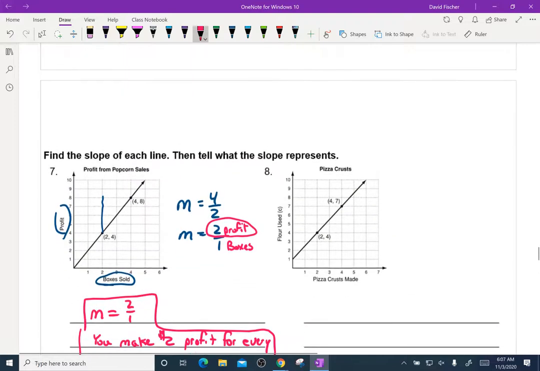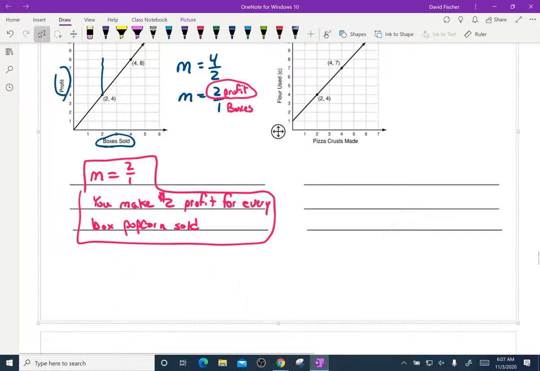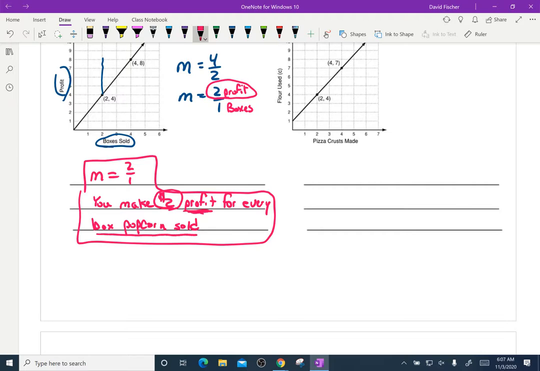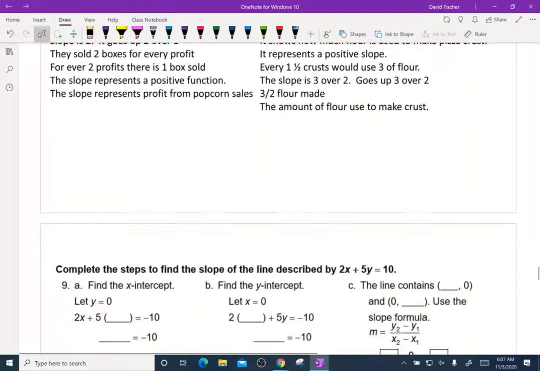Let's make sure we answered everything. It says find the slope. We did tell what the slope represents. Again, you have to have numbers in there. You can't just say, oh, they're making 2 for 1. Profit, you've got to have the labels in there, for every box of popcorn sold. Okay, so this one's going to be talking about pizza crust and how much flour is used. Okay, all right, so make sure you do that.